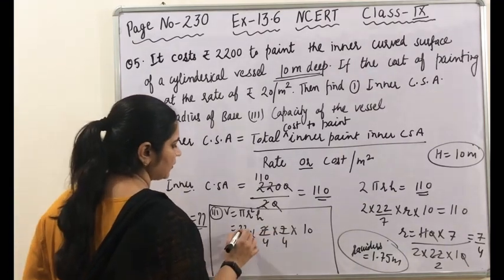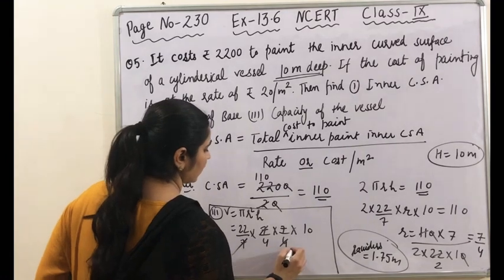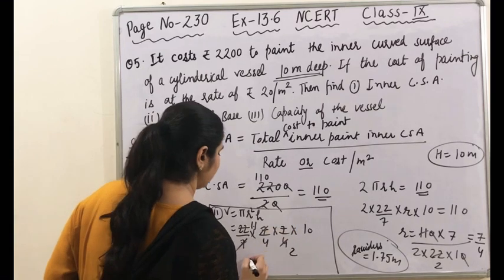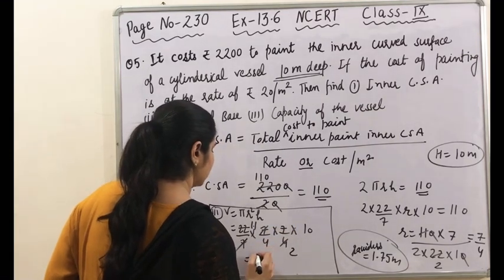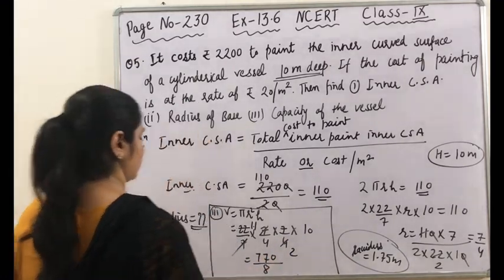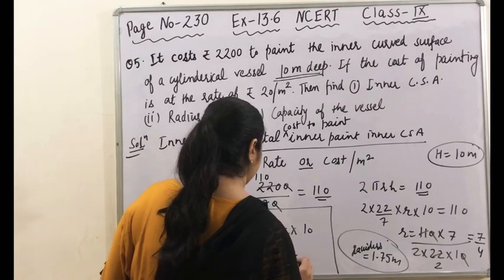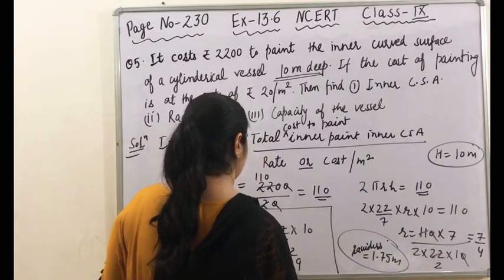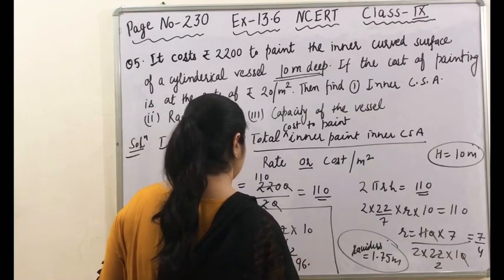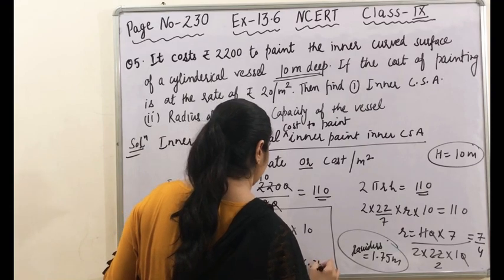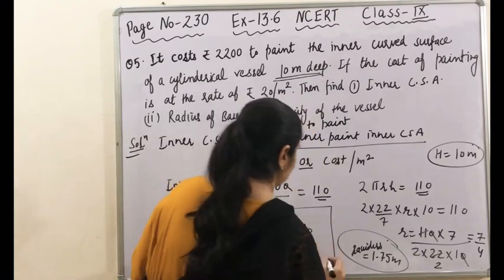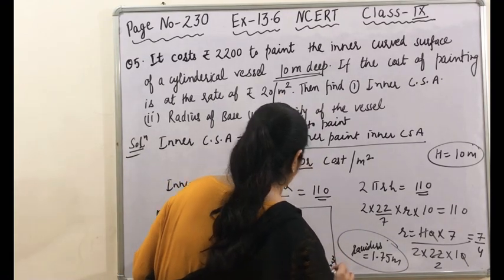7 and 7 cancel. This 2 I can cancel. 2 11s are 22, 11 7s are 77. This is 77. Then 770 divided by 8, which is equal to 8 9s are 72. 50. 8 6s are 48. 2 is left. So the volume is in meter cube. This is the third part.